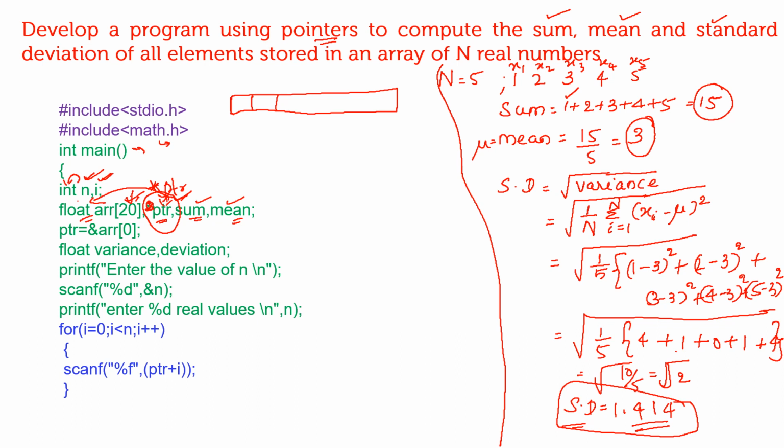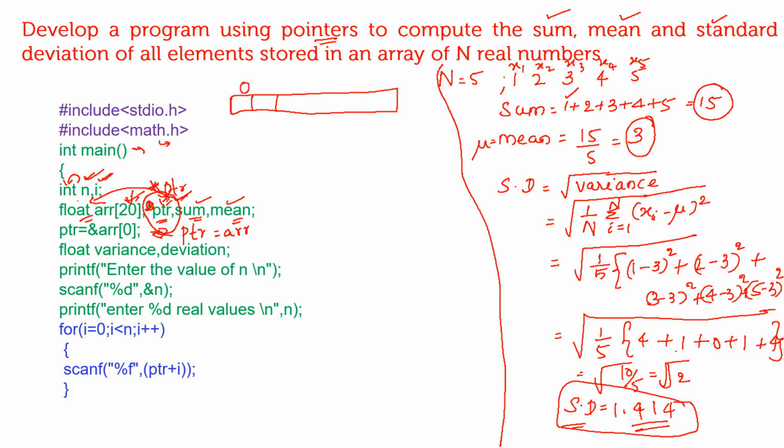Now ptr is equal to &arr[0]. This is equivalent to ptr = arr, the array name also. These two instructions are equal. What is the meaning of this? It is the address of arr[0].